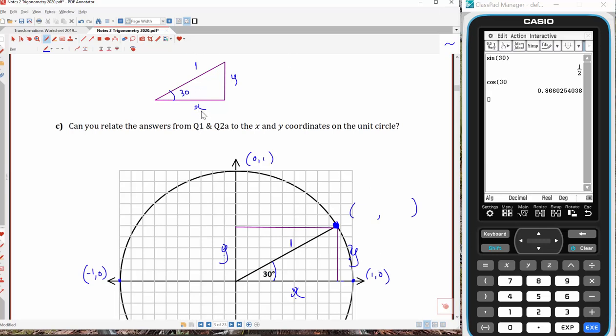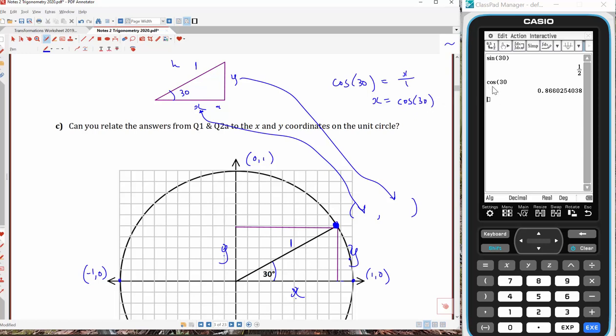Well, this measurement here will be the x coordinate, and this y will be the y coordinate, or ordinate. So we can work out both of those. The way we can do it is we can get the value of x. This is the adjacent over the hypotenuse. So the cosine of 30 is the adjacent, which is x, over the hypotenuse, which is 1. So x is equal to 1 times the cosine of 30.